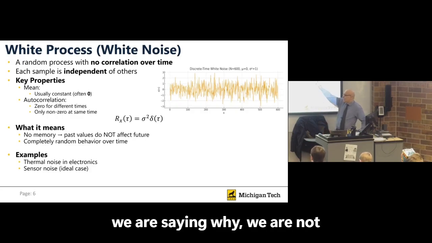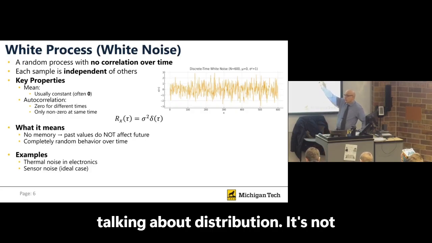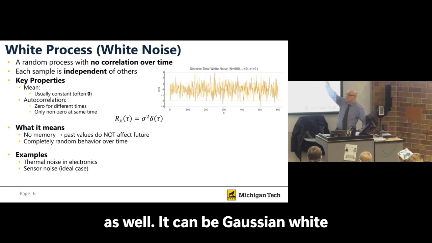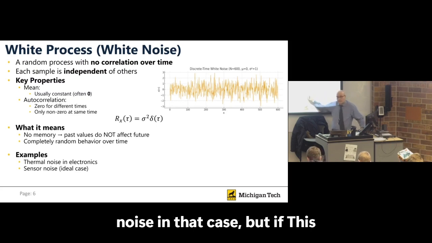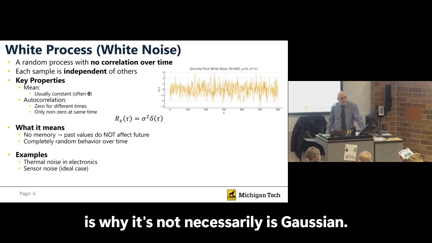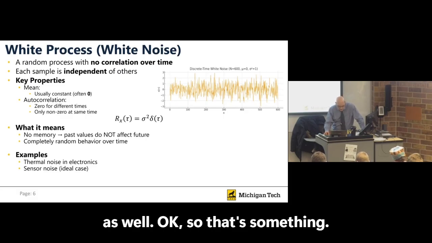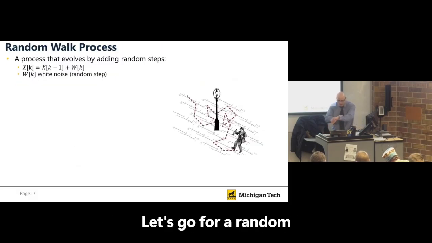However, when we say white, we are not talking about distribution. It's not always normal, but you can make it normal as well. It can be Gaussian white noise in that case. But if it is white, it is not necessarily Gaussian. Okay, we can add Gaussian to that as well. Okay, let's go for a random one.